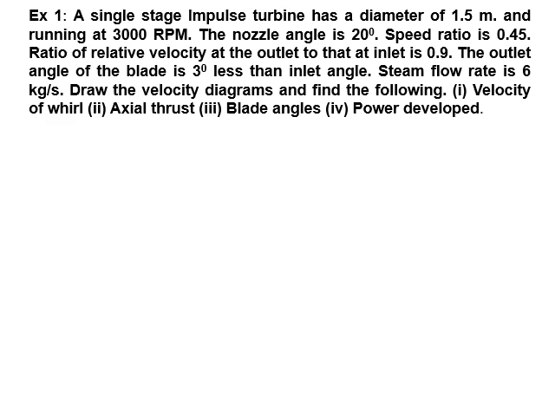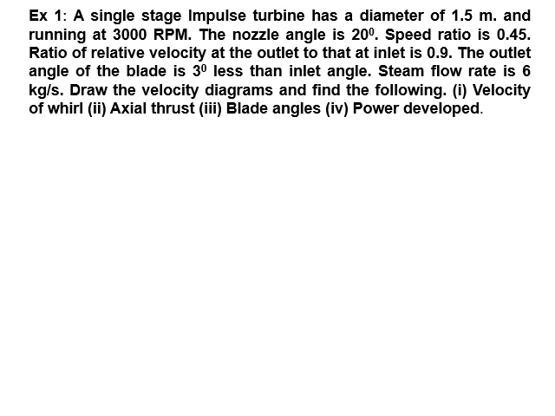So now, a single stage impulse turbine means this problem is related to a single stage impulse turbine. There is only one stage present. It has a diameter of 1.5 meter, that is D equals 1.5 meter, and the speed of the rotor is given, that is running at 3000 rpm, that means N equals 3000 rpm. Nozzle angle is 20 degree, that is alpha 1 equals 20 degree. Speed ratio is 0.45, that is equal to the ratio of blade velocity to absolute inlet velocity, that is U by V1, equal to 0.45.